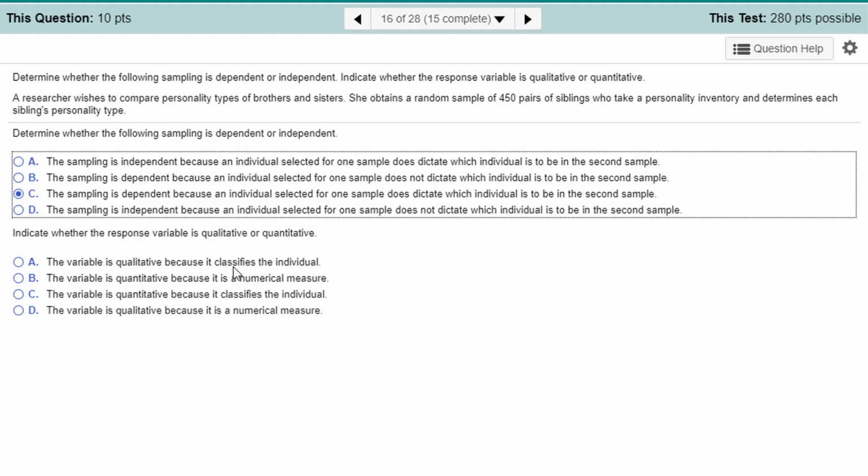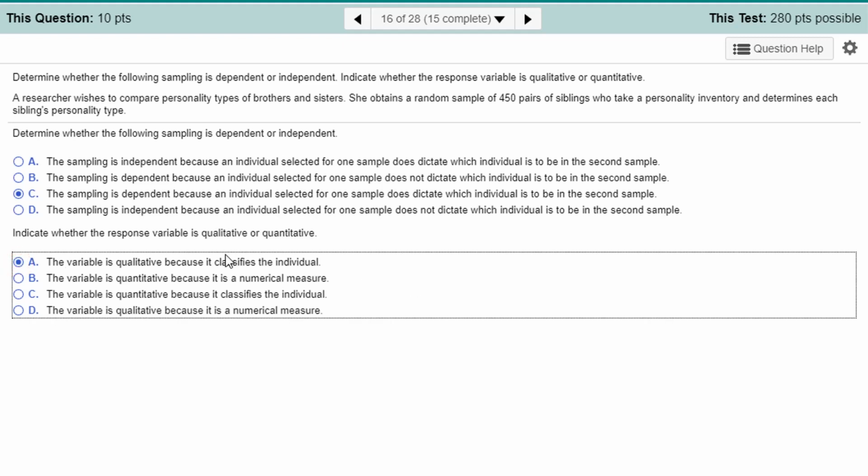Is the response variable qualitative or quantitative? A personality inventory, the personality type. Personality types are qualitative. They're not a numerical thing. So it's qualitative because it classifies individuals. Yeah, that's it. It's classifying them.